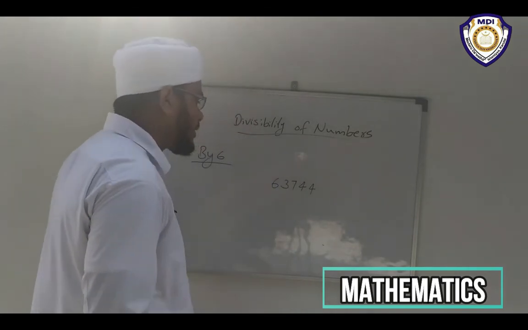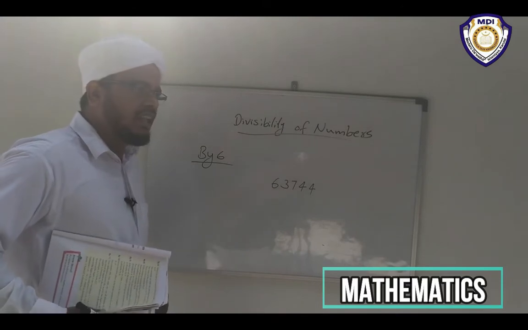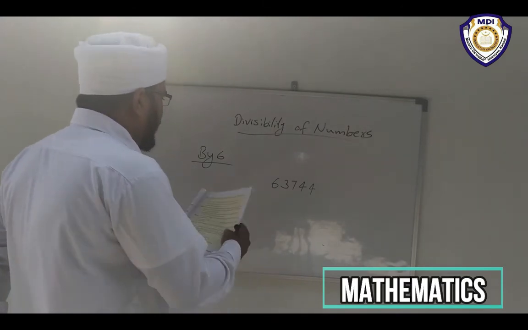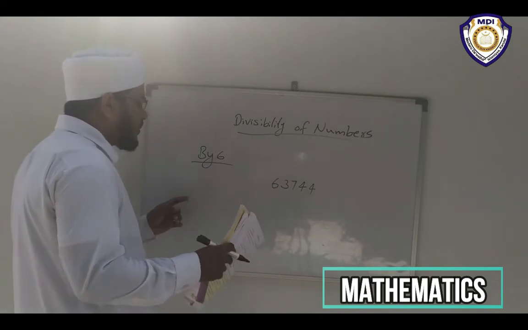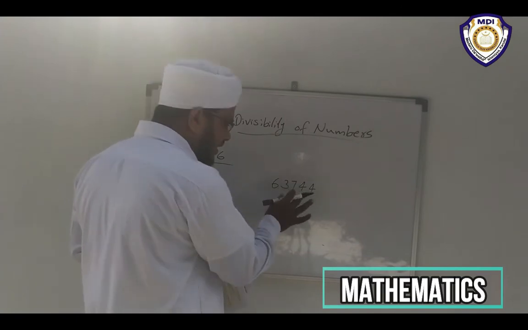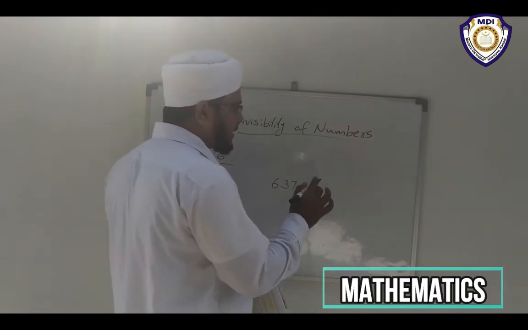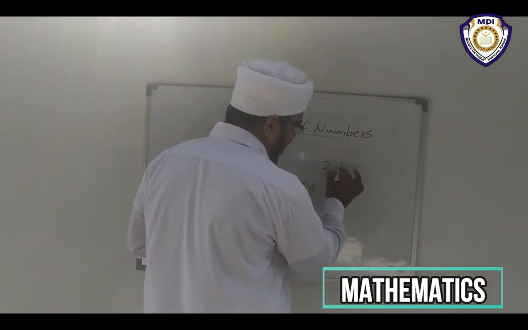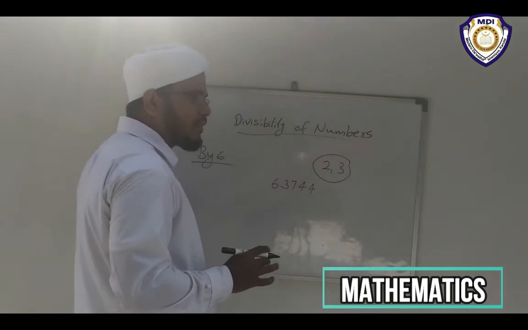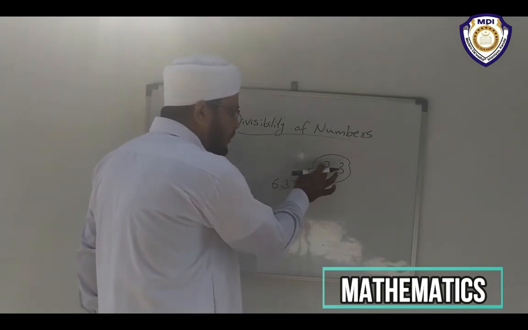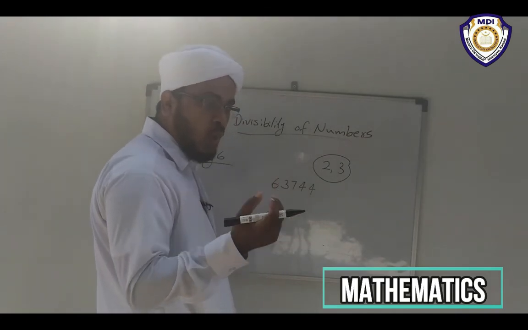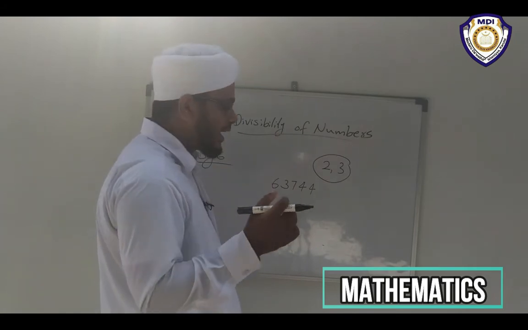Yes, this is a number. Then why can you say that it is divisible by 6? Yes, you have to check, is it divisible by 2 and 3? Then how can we know if it is divisible by 2? Yes, if it ends with 0 or 2 or 4 or 6 or 8.